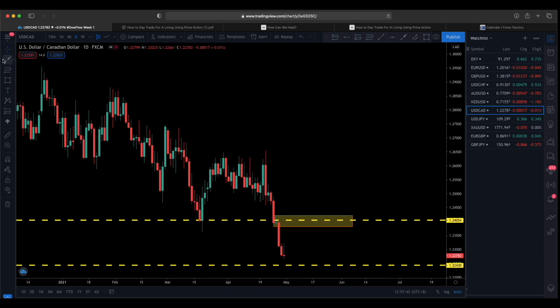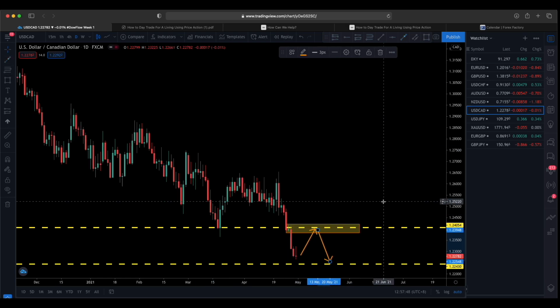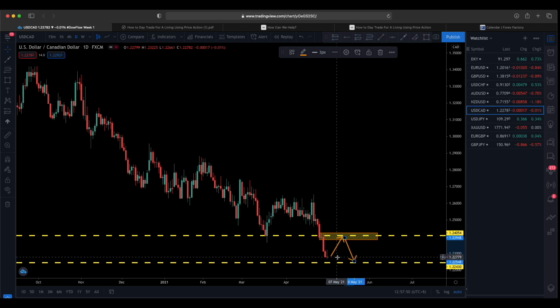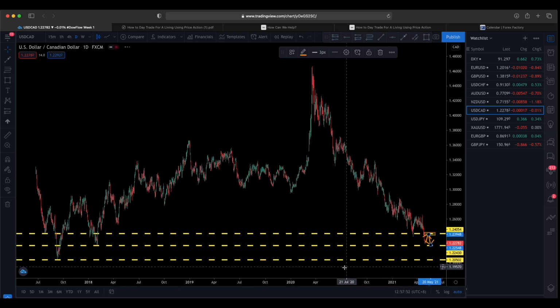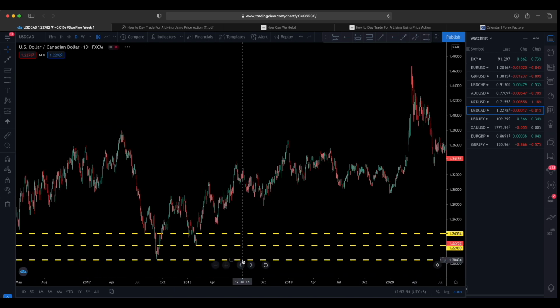Okay, so what you want to do is wait for price to retrace up, look for a candlestick pattern, and then you take the short down. Right now you are very close to support, so please do not chase the trade. Now let me show you how I got this level and this level next.